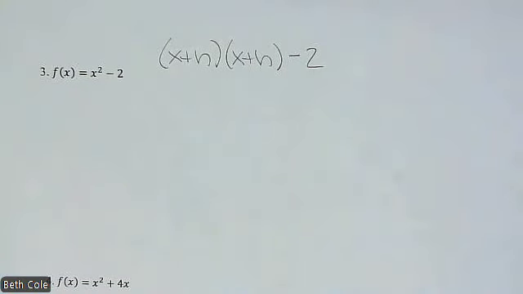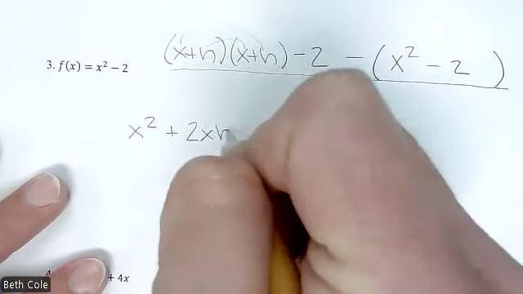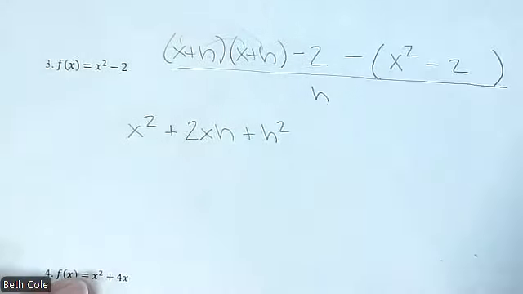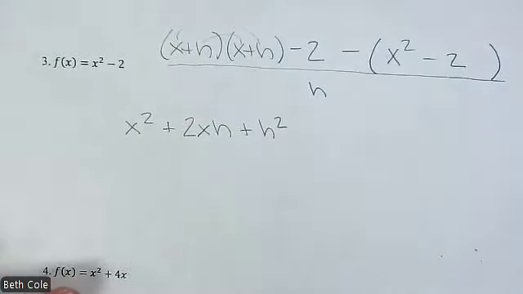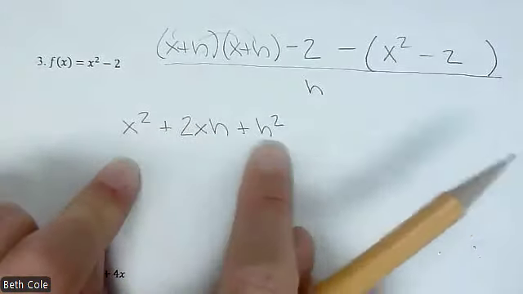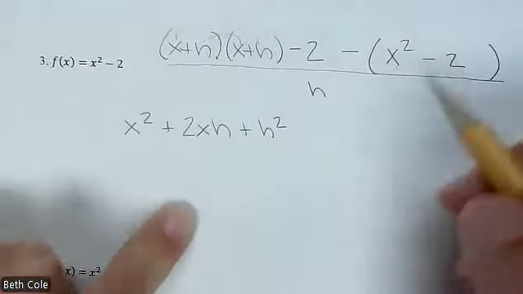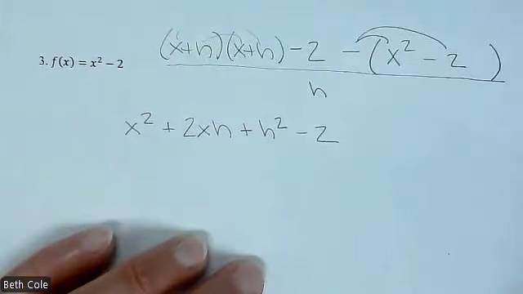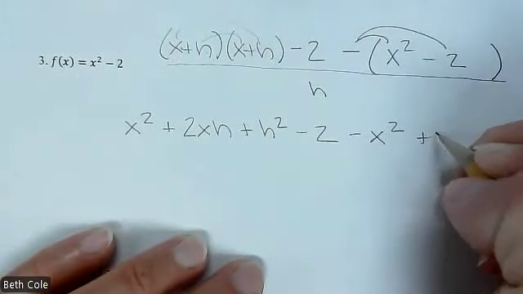Multiplying this out, x times x is x squared, plus, so the outsides give you xh, the insides give you xh, so together that is 2xh, and then h times h is h squared. As a heads up, you are going to do x plus h squared a lot. You would almost do well to just memorize that, okay? Minus 2. Distribute the negative. That's going to give you minus x squared plus 2.